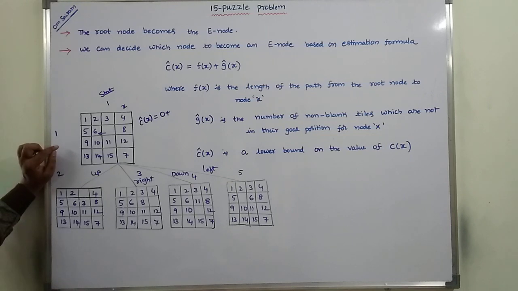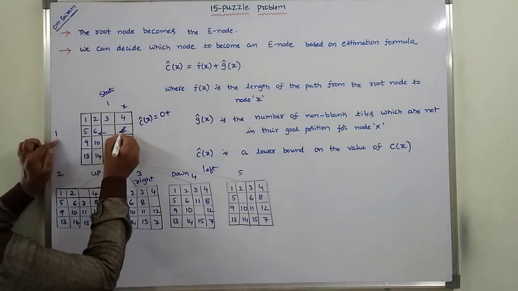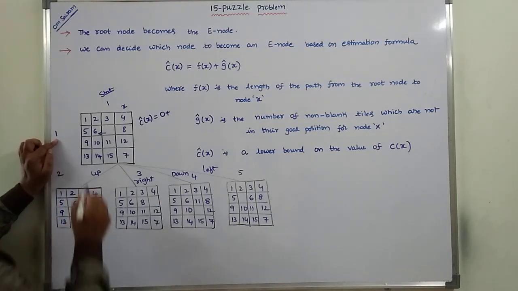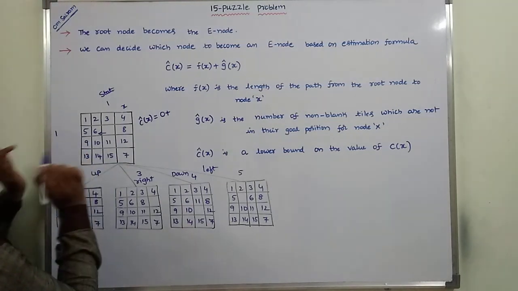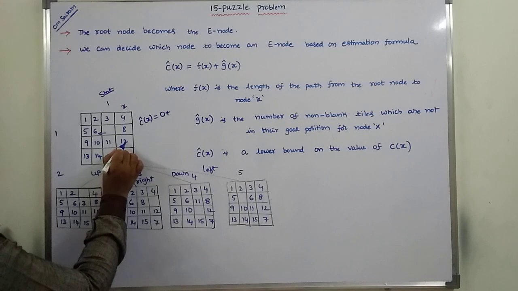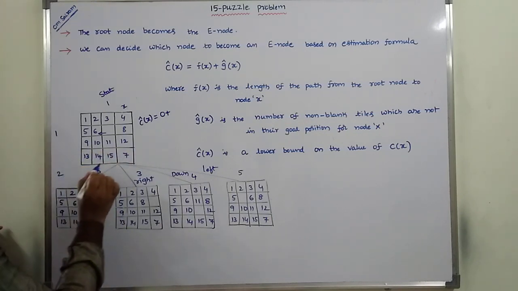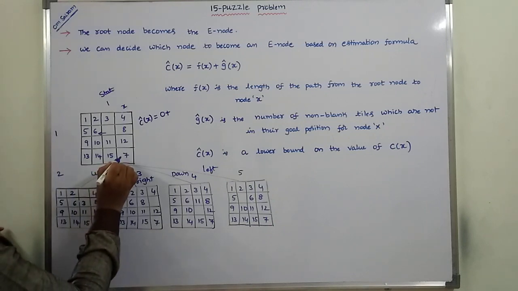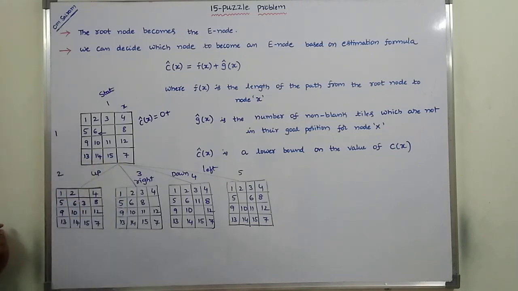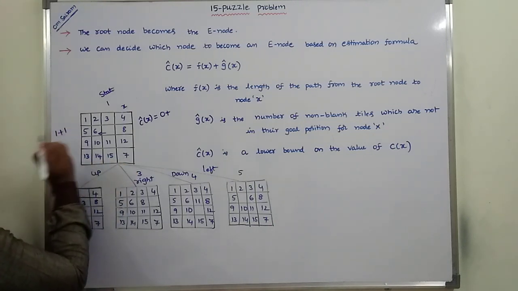Number of non-blank tiles which are not in the goal position. 8, correct position. 9 correct position, 10 correct position, 11 correct position, 12 correct position, 13 correct position, 14 correct position, 15 correct position. 7 is not in the correct position. That is 0 plus 1.